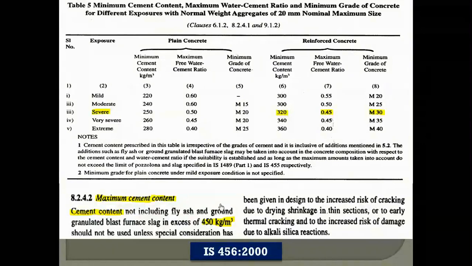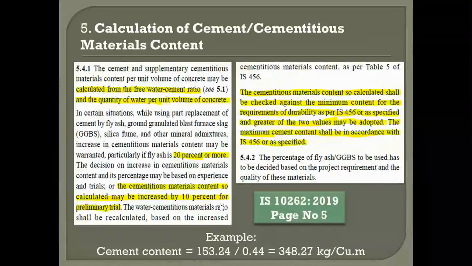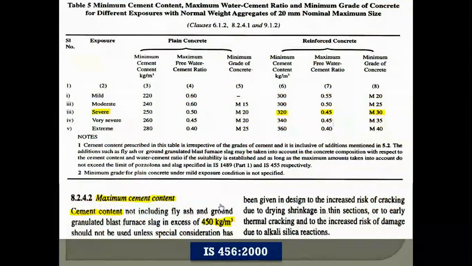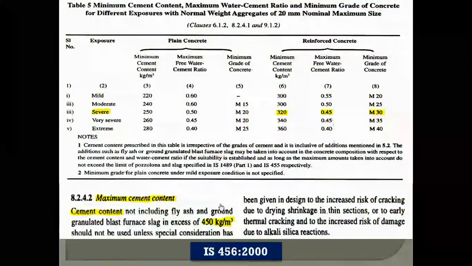Okay, for the exposure condition, the diagram below says cement content should not exceed 450 kg per m cube. So this is a maximum cement content. Now our value 348.27 is less than 450. It should be in between 320 and 450, so whatever we got, 348, is in between those two, so it satisfies the codal provisions.